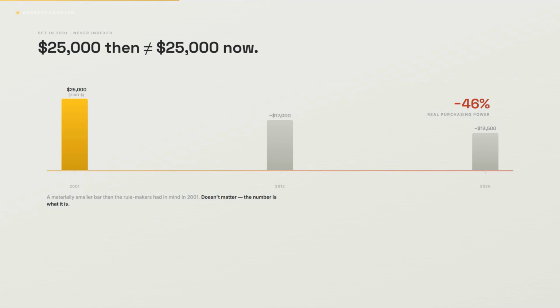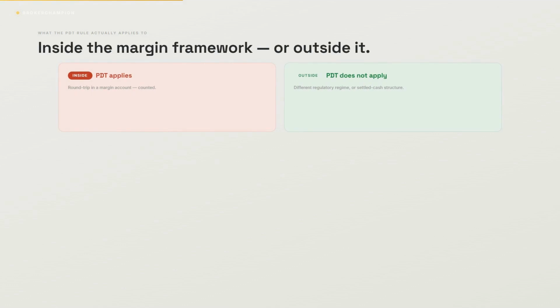Doesn't matter. The number is what it is, and it only applies to US equities and single stock options inside a margin account. Futures, Forex, options on futures, totally outside the PDT framework. Cash accounts, also outside. Remember that. We'll come back to it.